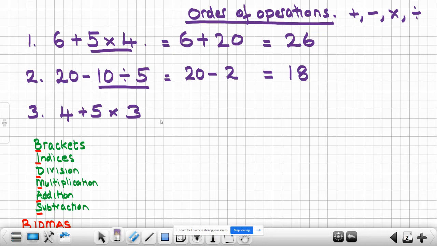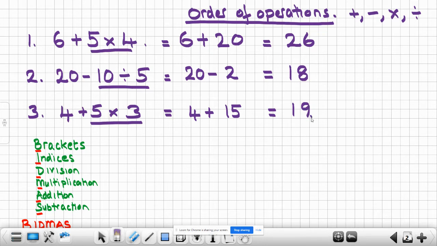Okay, same again. If you want to have a go at number 3, pause the video, have a go, and then start again. So here we've got 4 plus 5 times 3. We're going to do the multiplication first, in line with our order of operations. So 5 times 3 is 15. Add those together and we get 19. So that's the principles of it.